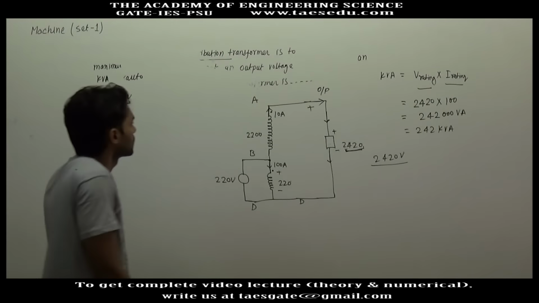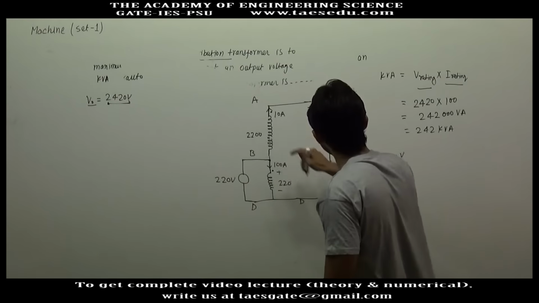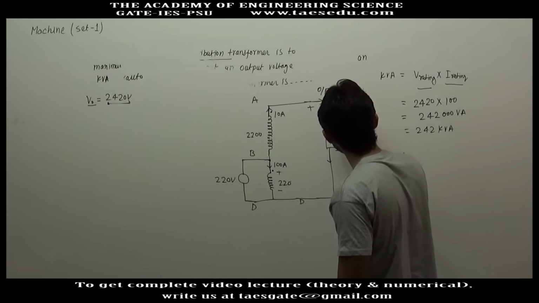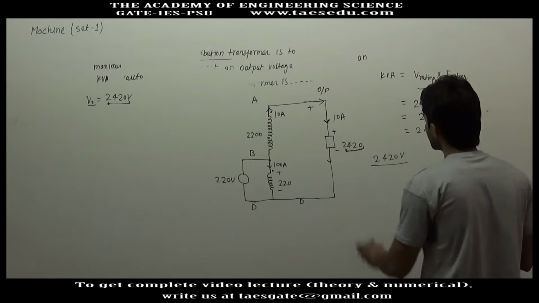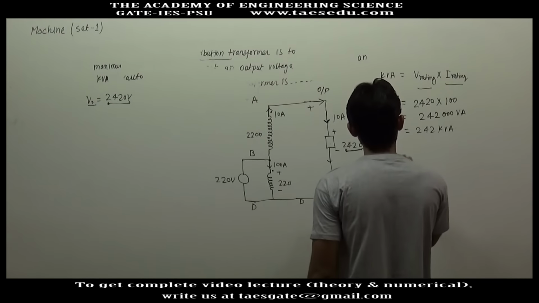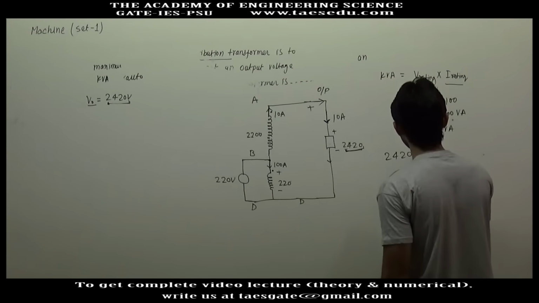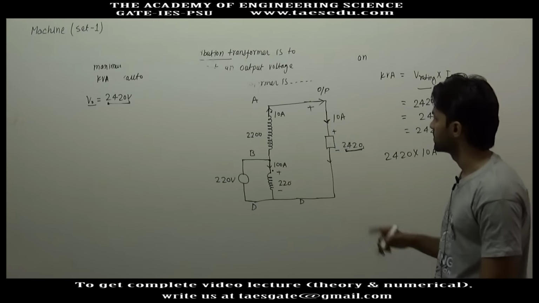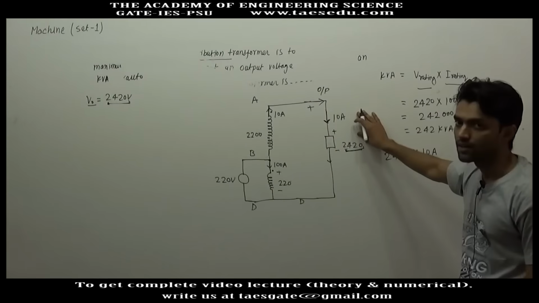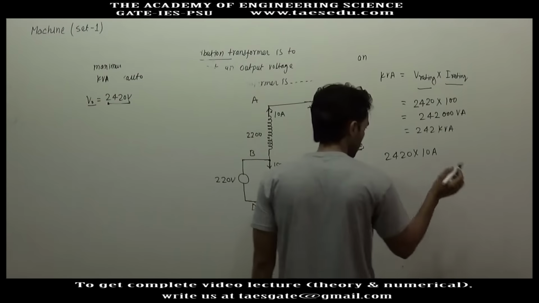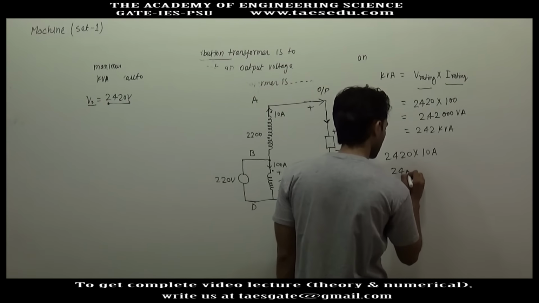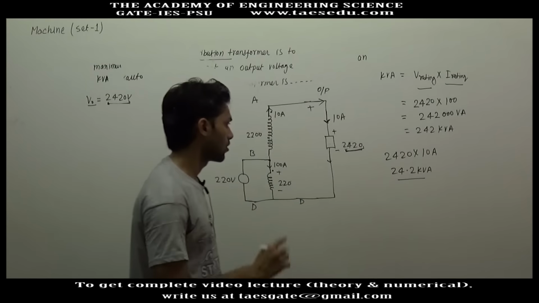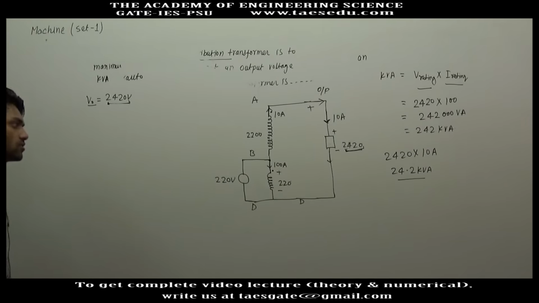Okay, so if 10 ampere current is here, there is no branching, so in the load the current will be 10 ampere. So what is the output kVA? Output voltage 2420 into current 10 ampere, while in the previous case the current was 100 ampere. So here the kVA rating will be 24.2 kVA, the output kVA, and the input kVA will also be the same.